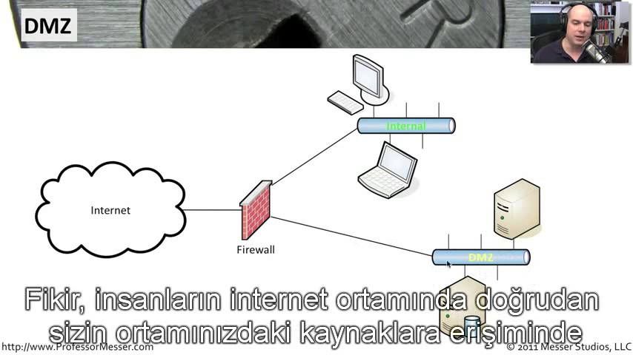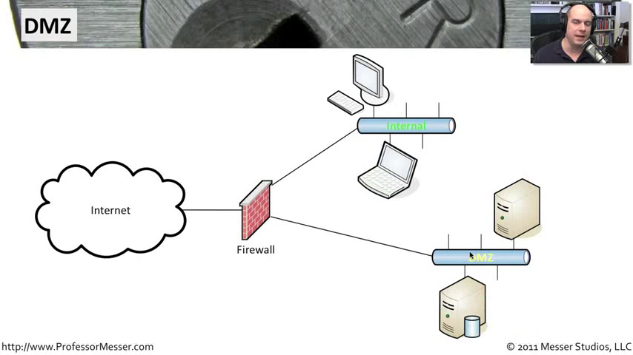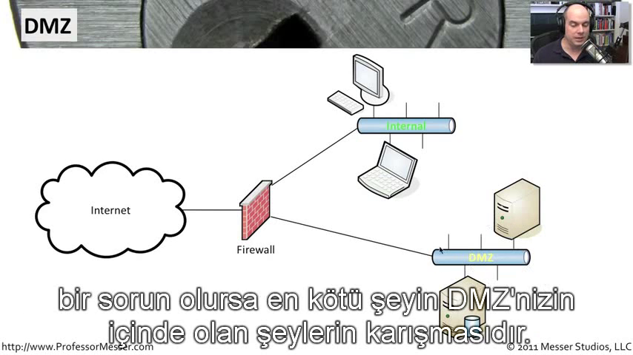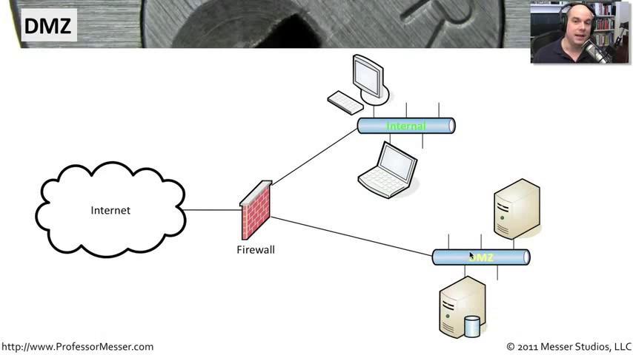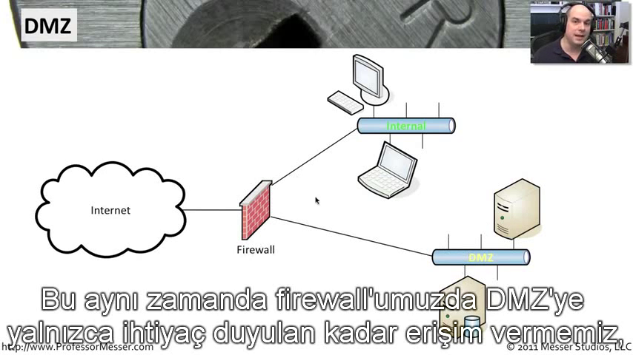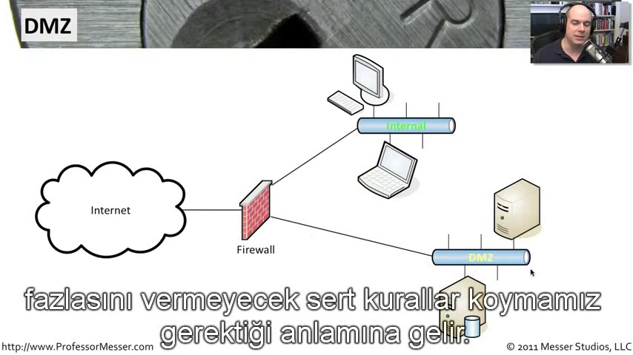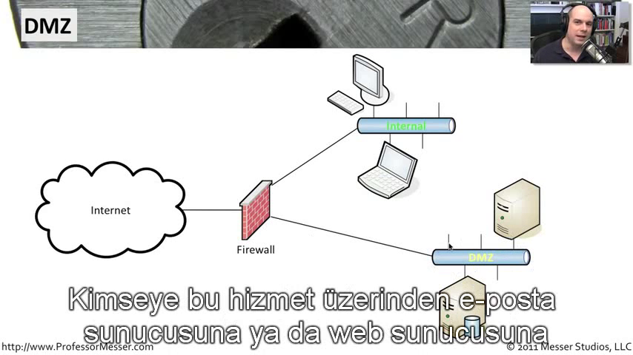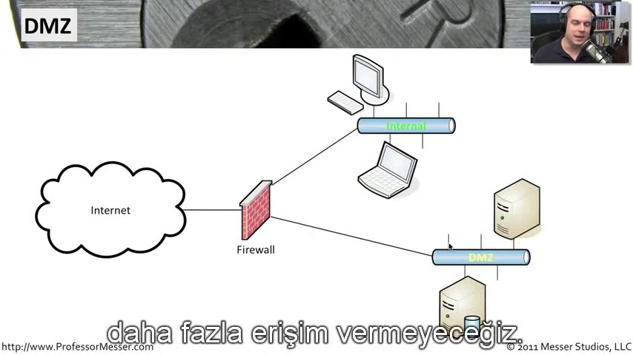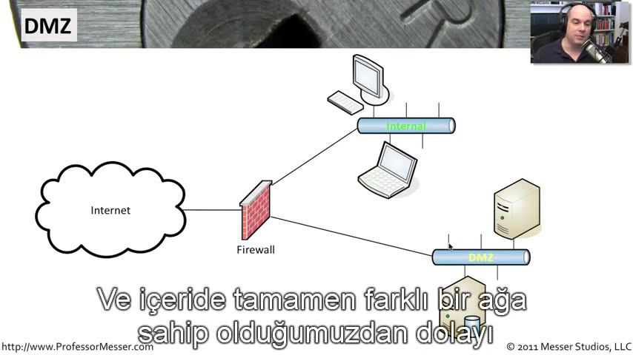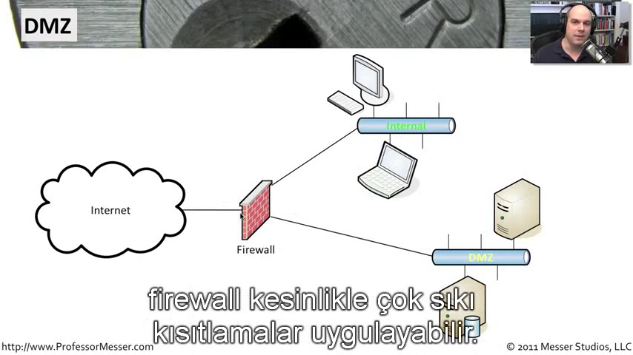The idea is that if there is going to be a problem with people accessing resources directly from the internet into your environment, the worst thing they'd ever be able to mess up inside of your network are things in this DMZ. It also means that we can keep some very tight policies on our firewall that allow just the right amount of access into the DMZ and no more. We're not going to give anybody more access to a mail server or more access to a web server than that particular service.